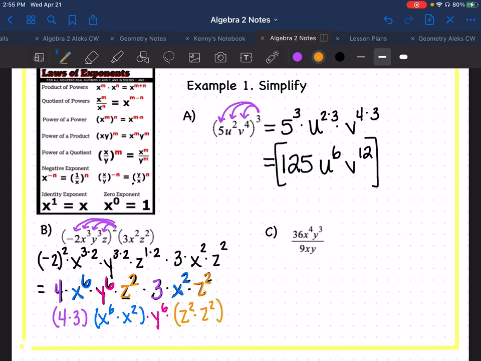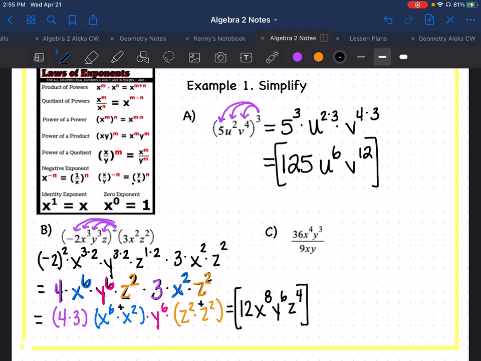Okay, so remember that the rule says up above, when you are multiplying powers, it's the product of powers, and at the top we're going to add together. So I'm going to add the 2 plus 2, I'm going to add 6 plus 2, and I'm going to multiply 4 times 3. So 4 times 3 is 12. X, 6 plus 2 is 8. Y stays y to the 6 because it didn't have anybody to add to. And z is going to be 2 plus 2, to the 4th power. There we go.